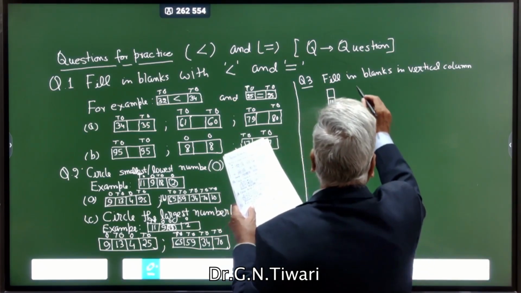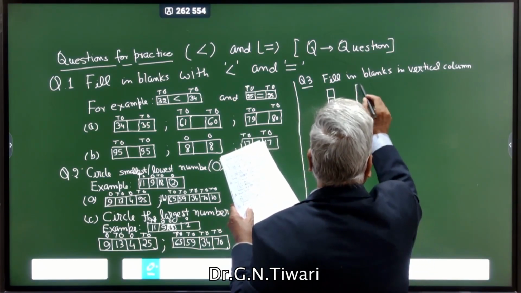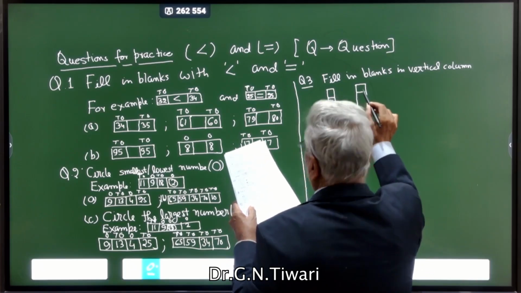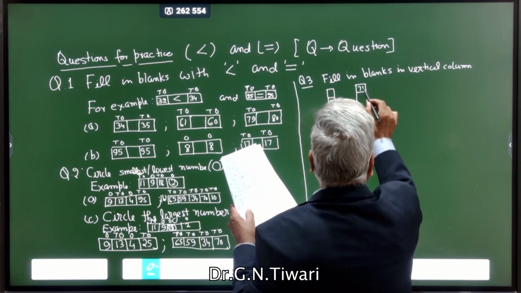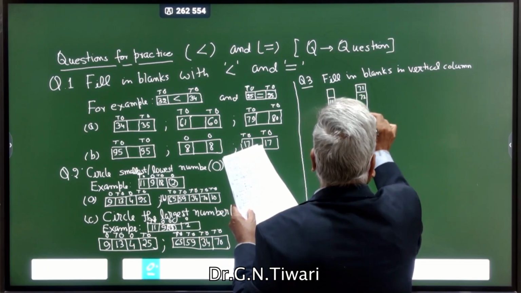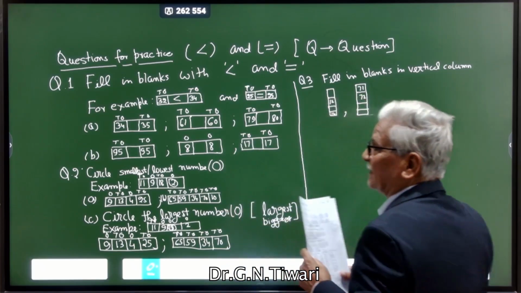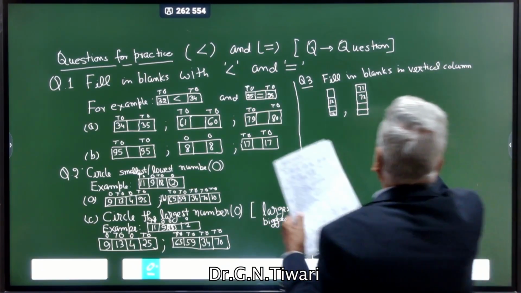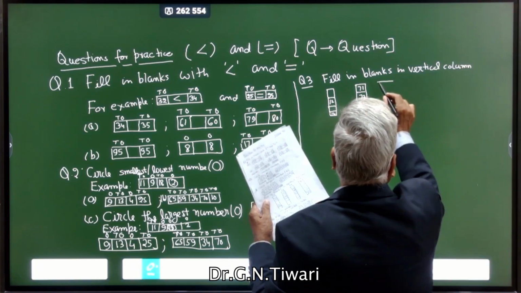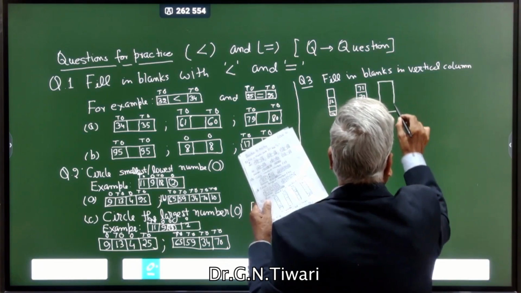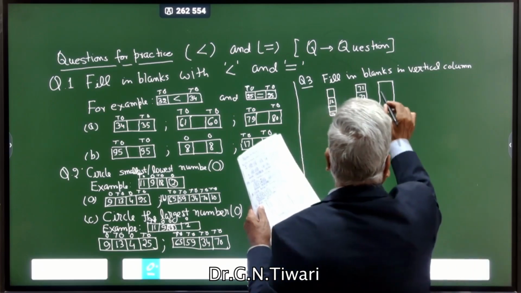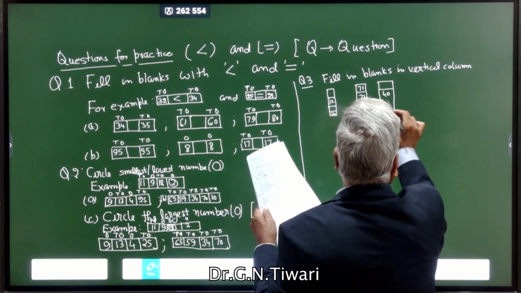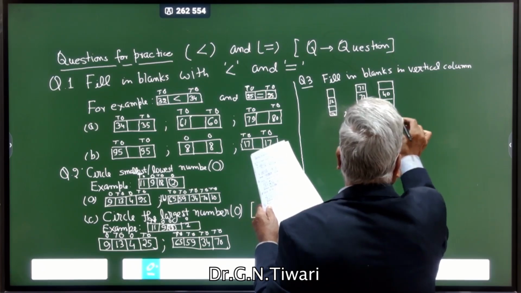Another question. 71, 72. Then he should write what is coming after 72. So 73 and 74. Then again, put blanks here. Then 40, 41, put blanks.